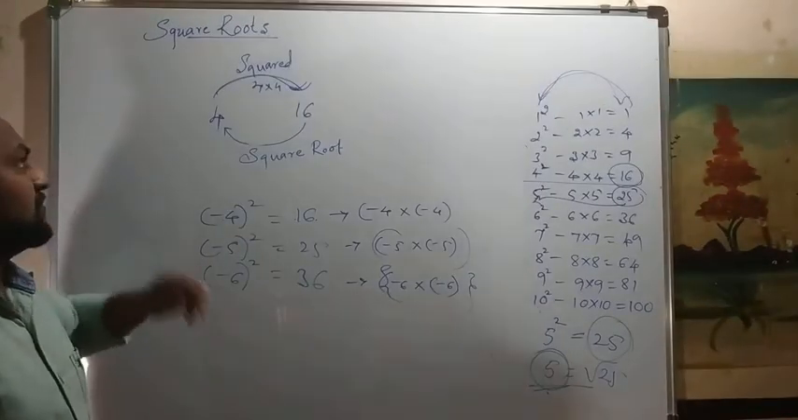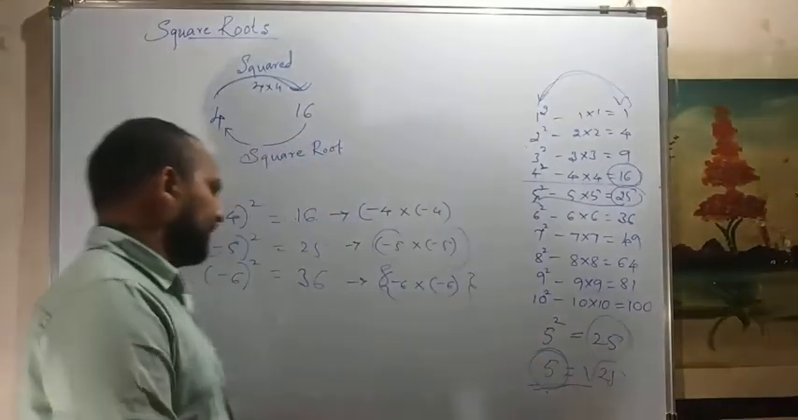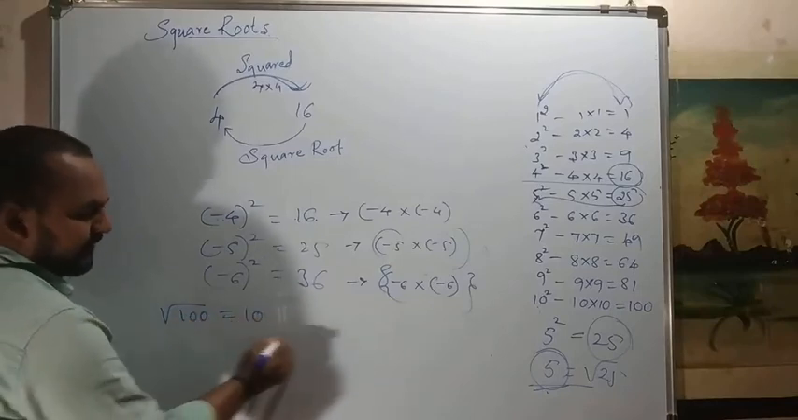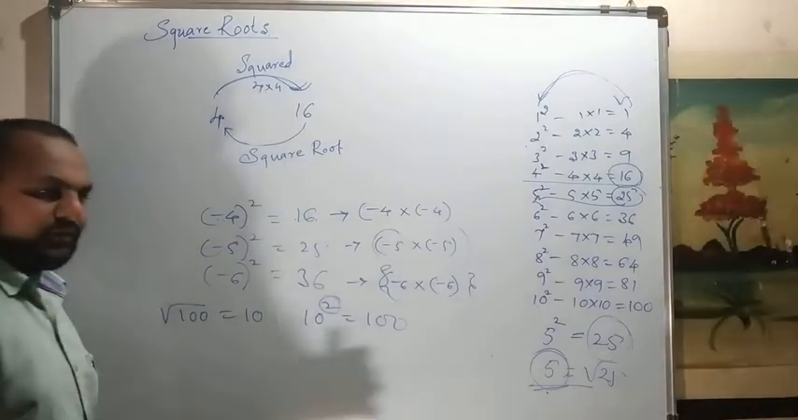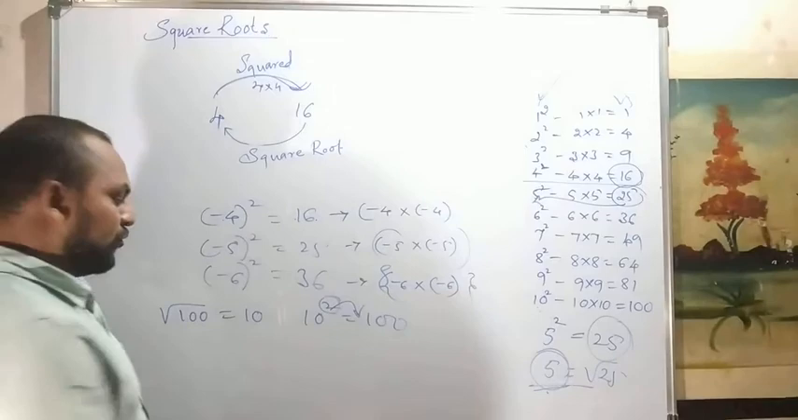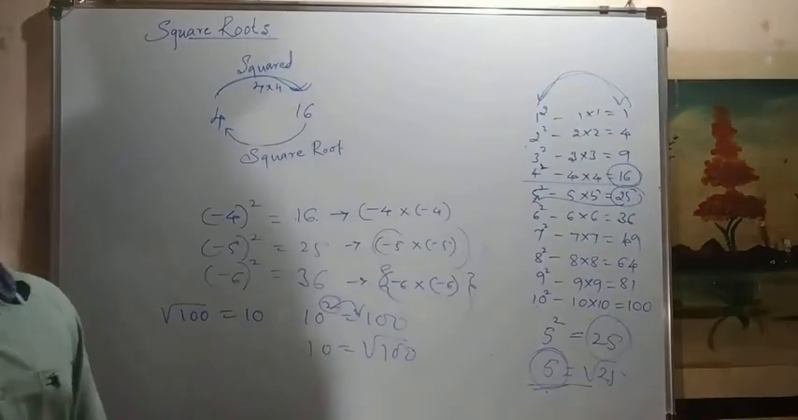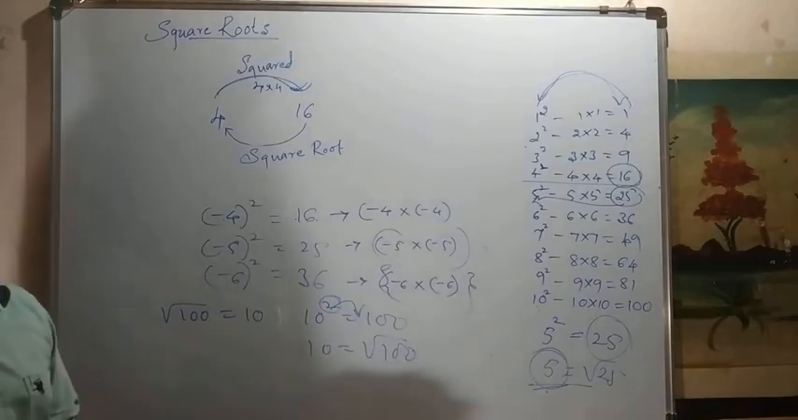Then this is the square root. Here the square root of 100 is 10. The 10 square is 100. The 2 is a power, and the power is transposed to the other side and becomes a root. Here 10 equals the square root of 100. And this is the concept of the square root.